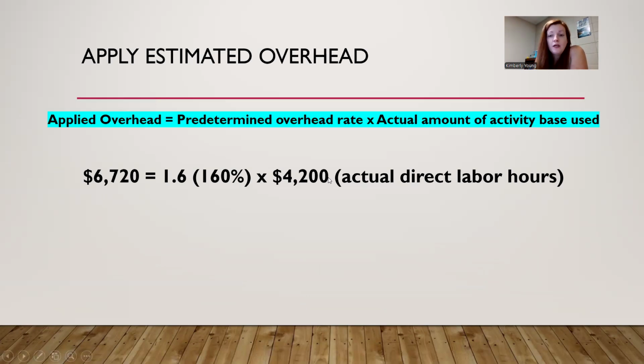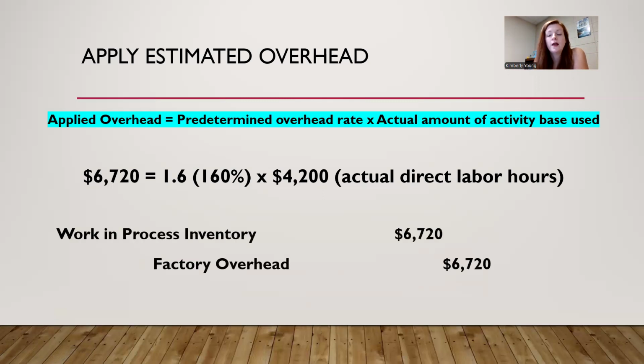So for this example here, they're saying that actual direct labor hours cost us $4,200. We multiply that times 160% or 1.6. That tells us if we have $4,200 of direct labor cost, we are going to apply $6,720 of factory overhead to that. It's an estimate. We're hoping we get it close. It is an estimate, but that is $6,720 that we are going to apply.